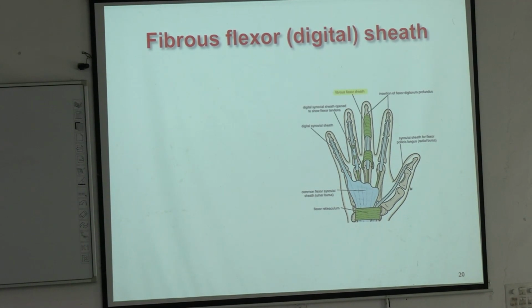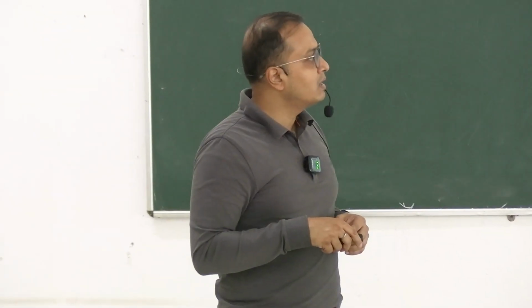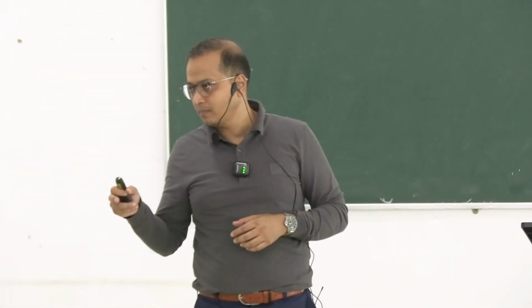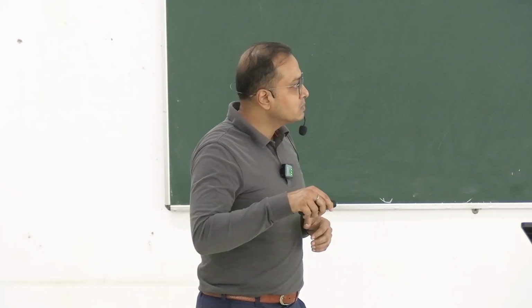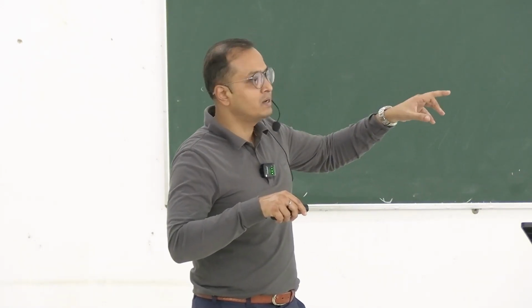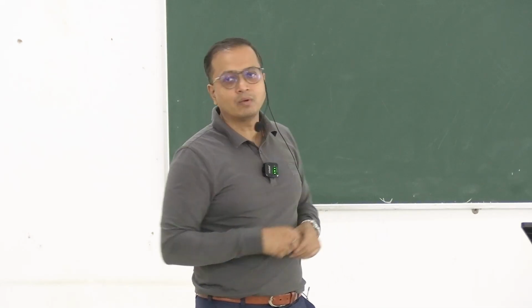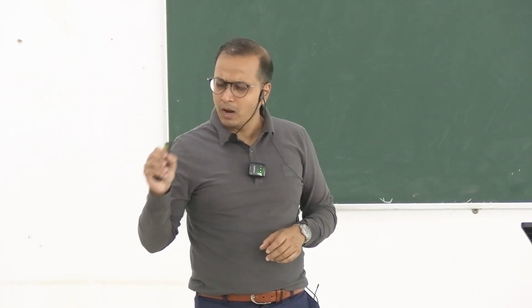So look at this picture and follow the green part. This green one, which is covering the fingers like a tunnel, we call the flexor fibrous sheath or digital flexor fibrous sheaths. So this is nothing but the deep fascia of the fingers. Under the superficial fascia we have the deep fascia, and the deep fascia of the fingers we give this special name. This is what we have to know.